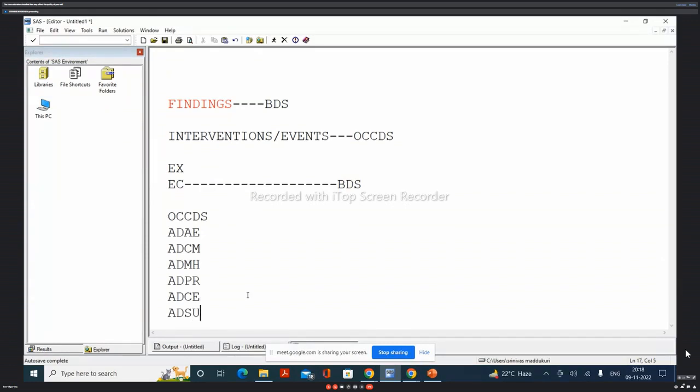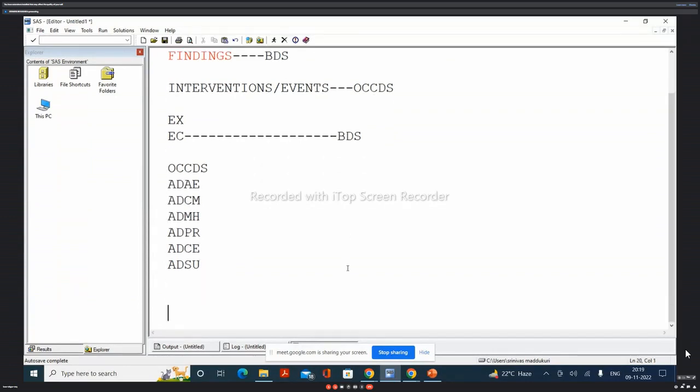The most important thing: 50% of the time, when you have an ADaM interview, 50% of the questions you will get from ADAE. So in today's class, I will explain the ADAE dataset. We'll see what variables we have according to ADaM IG guidelines. In tomorrow's class, we'll see the programming code for ADAE. Clear, everybody?